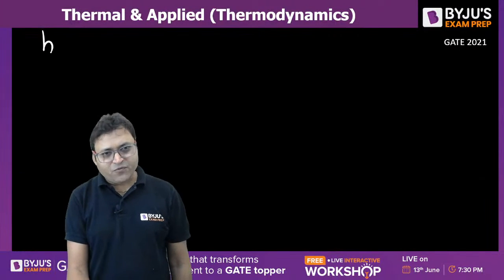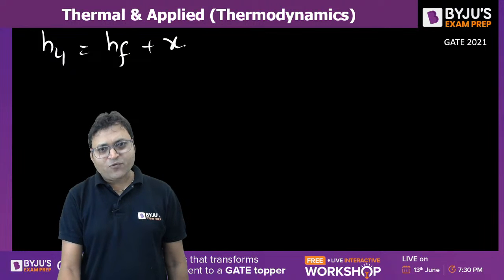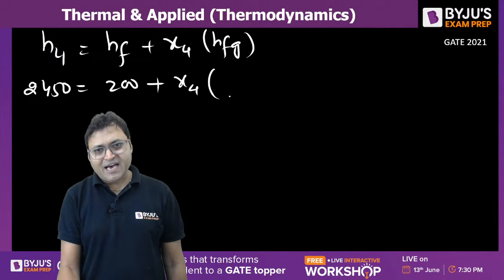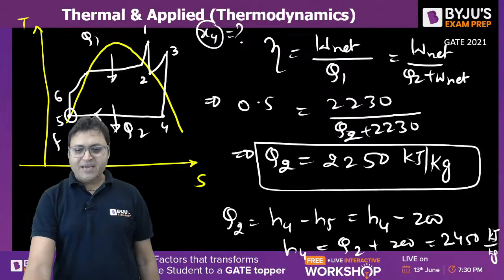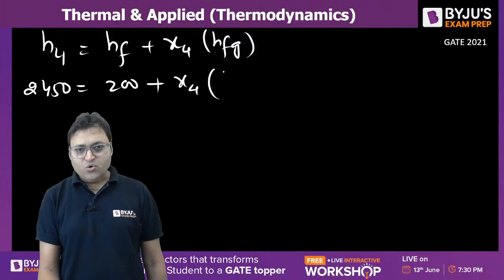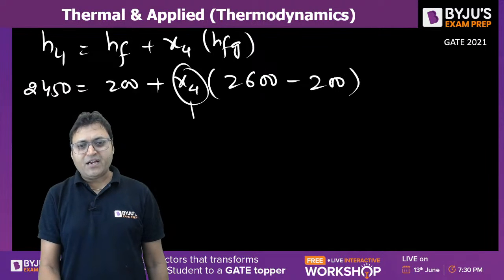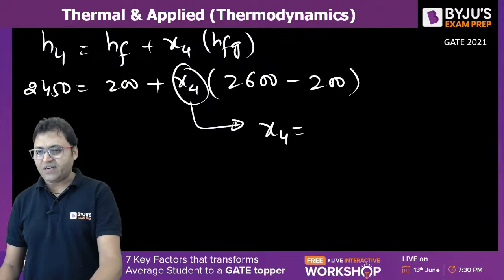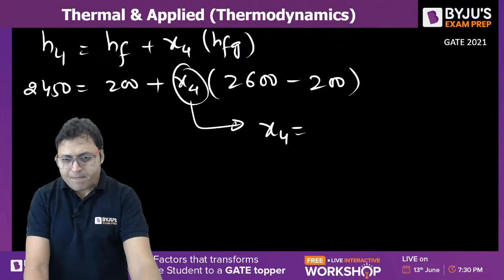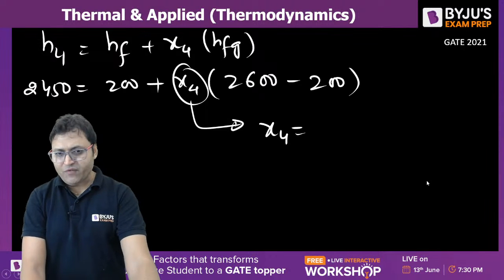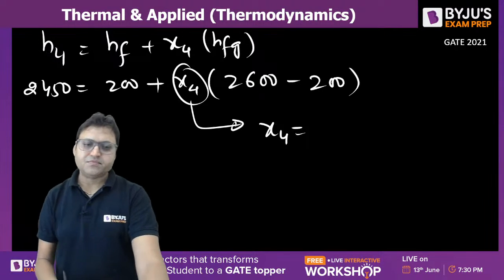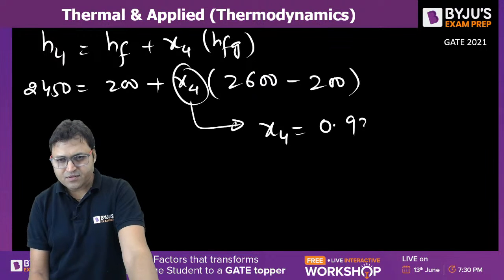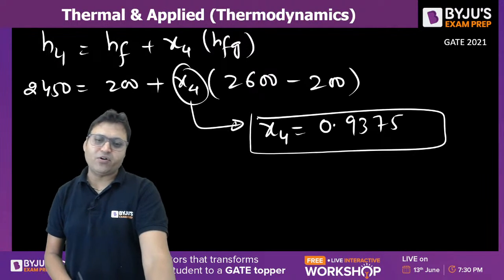Isn't it? Once we get H4, that is equal to HF plus X4 into HFG. This is 2450. What is HF? That is 200, plus X4 is the unknown. What is HFG? HFG is HG minus HF. What is HG? 2600 minus 200. Can you find out the value of X4? That is the dryness fraction at the turbine exit. Can you solve it? What is the value of X4? Is this 0.9375? Are you getting 0.9375 or not? That will be the answer.